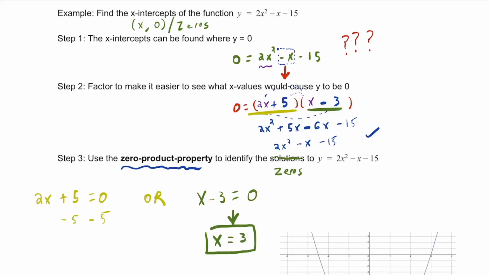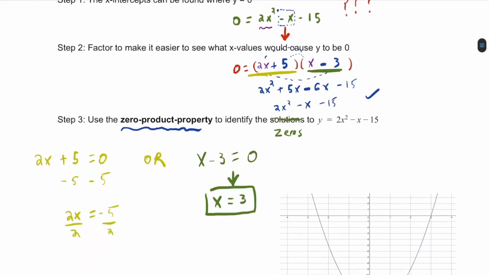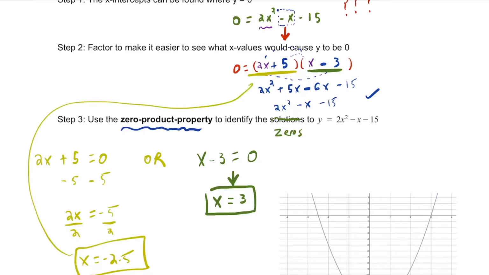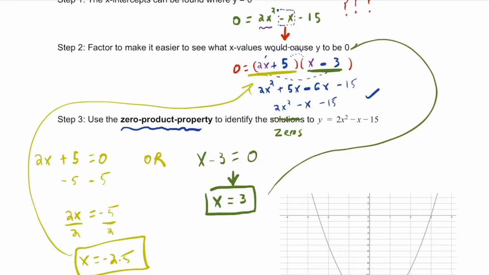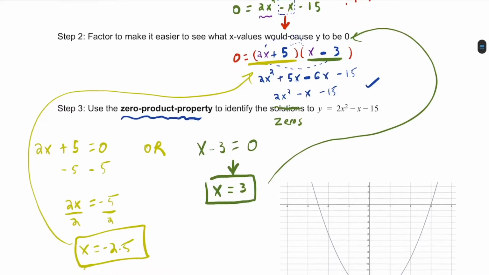We would subtract 5 from both sides. We'd have 2x equals negative 5, and we'd divide by 2 to get x equals negative 2.5. So these are the two values of x that if I plugged them in, because of the zero product property, one of these parentheses would be 0, the whole thing would be 0, and factoring tells us this is the same as the original equation. So it's what would make our original function equal to 0 as well.